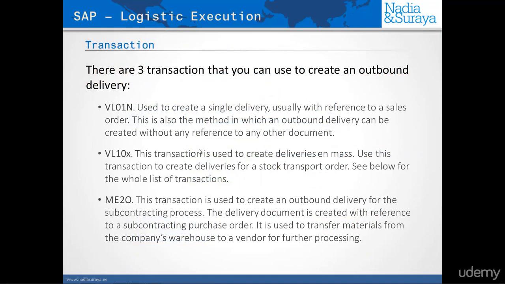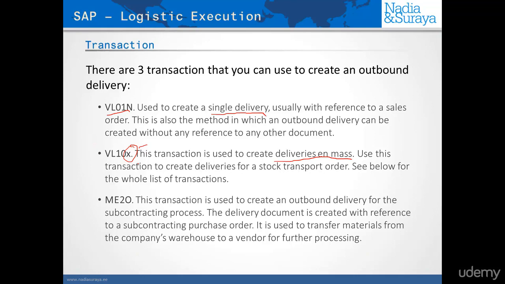There are 3 transactions in SAP that you can use to create an outbound delivery. When you use them depends on the scenario that you are facing, and it's up to you to decide which transaction is best for you. The first is the VL01N, which is used to create a single delivery with reference to a sales order. Pretty simple. The next is the VL10X. Now the X is used to represent a letter from A to I. We'll have a look at that, and we use it to create deliveries en masse. So you can create multiple deliveries very quickly.